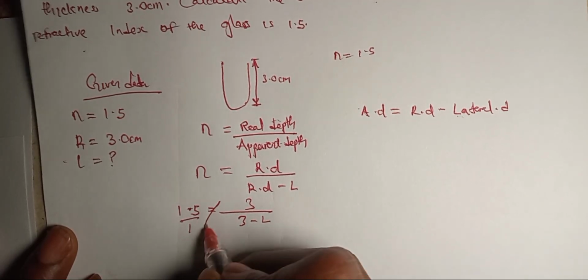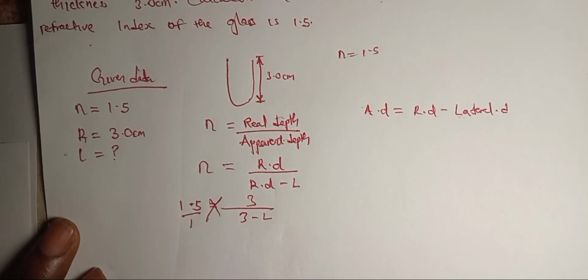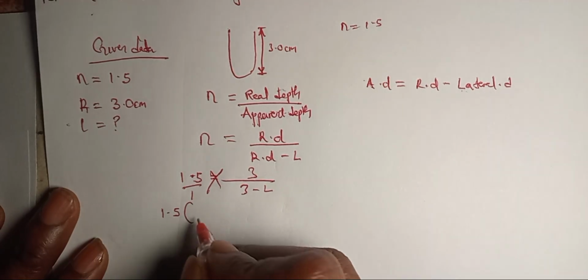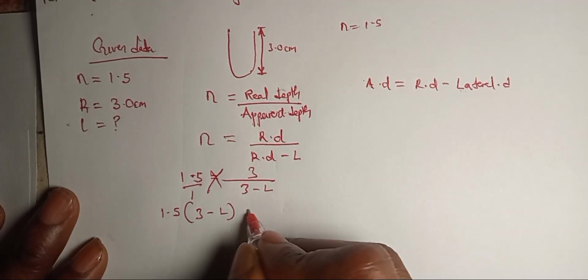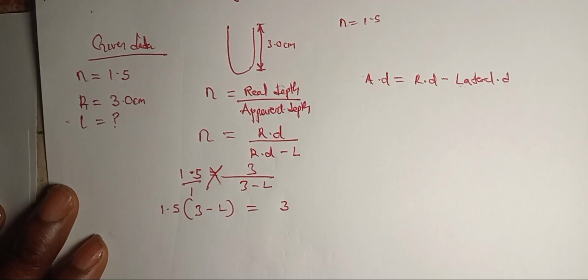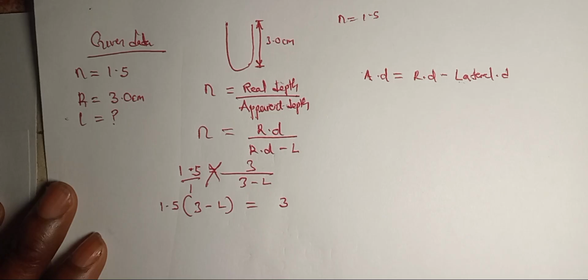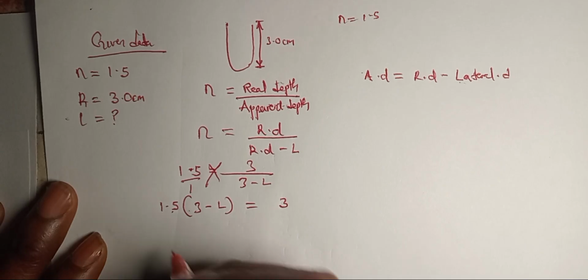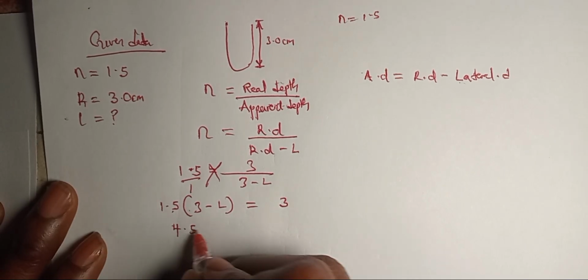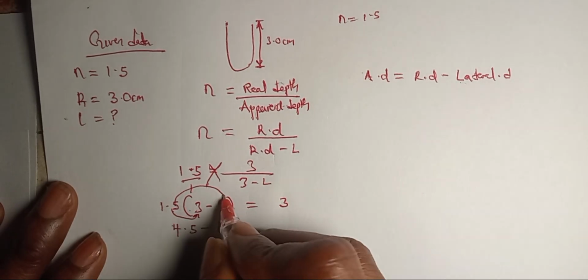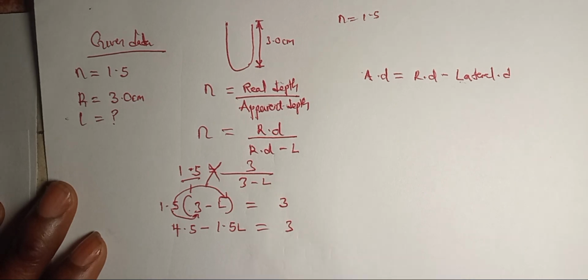So we are going to cross multiply here. We are going to have 1.5 in bracket of 3 minus L to be equal to 3. So we are going to multiply the bracket out. We are going to remove the bracket. So this 1.5 multiplied by 3 will be 4.5 minus 1.5 L, equal to 3.